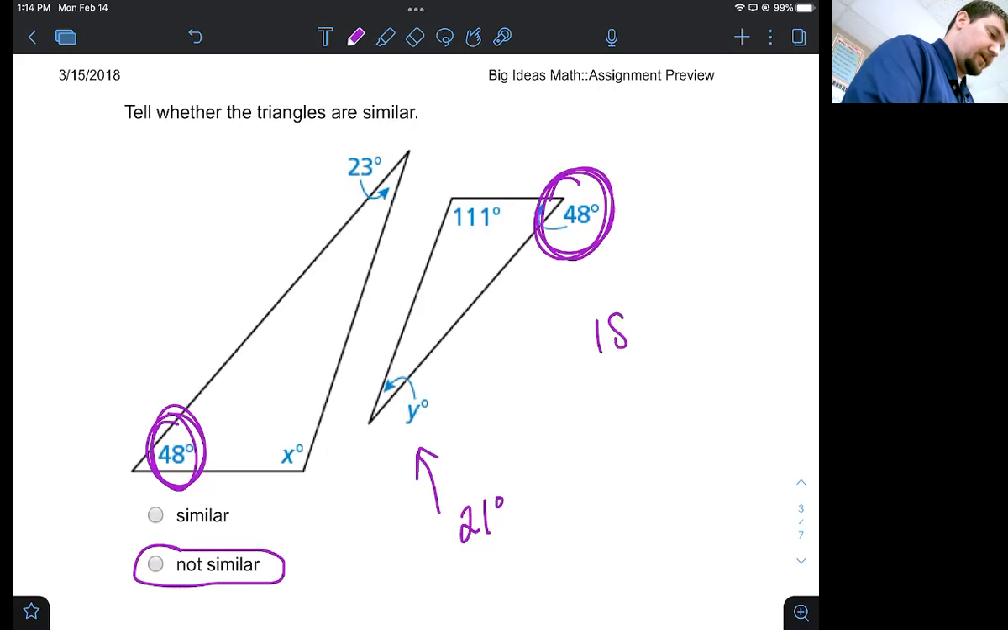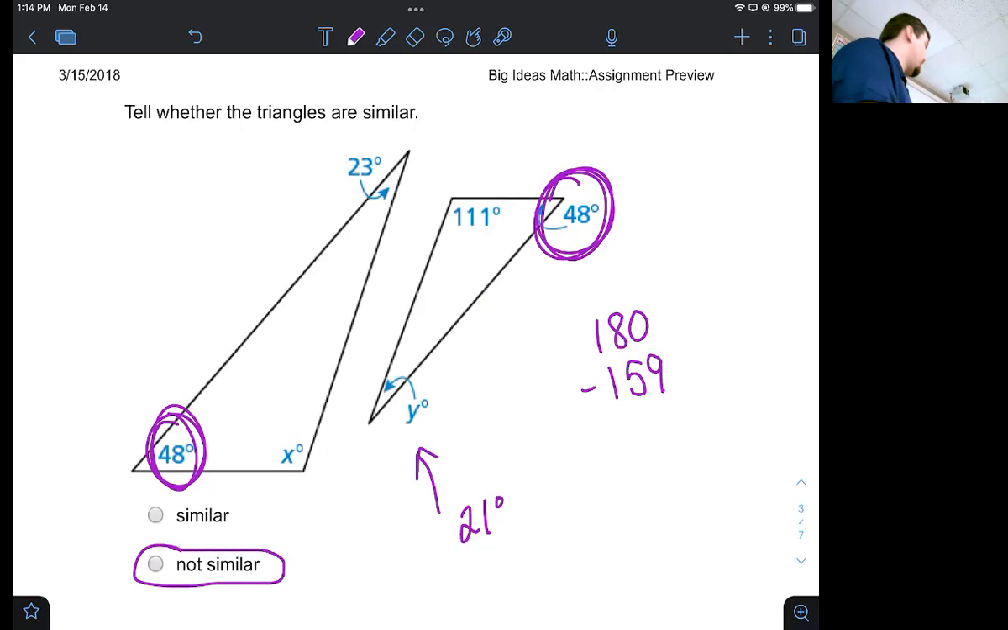So again, if you're curious, we did 180 minus 111 minus 48, which is the same as subtracting away 159. And that's going to give us 21 degrees. So I don't even have to find x. If I know that y is not 23 degrees, then x isn't going to be 111 degrees.